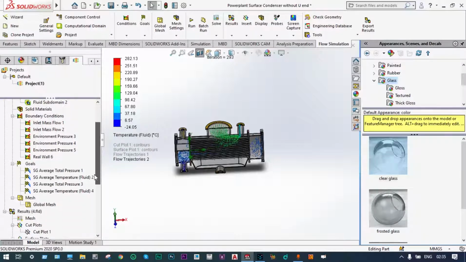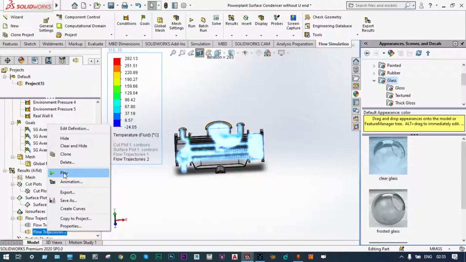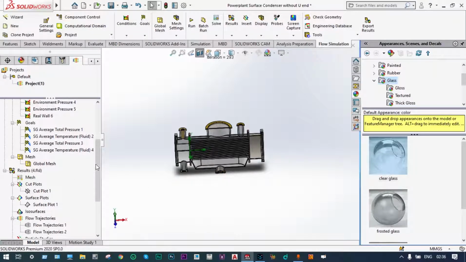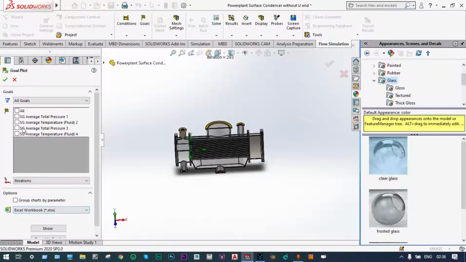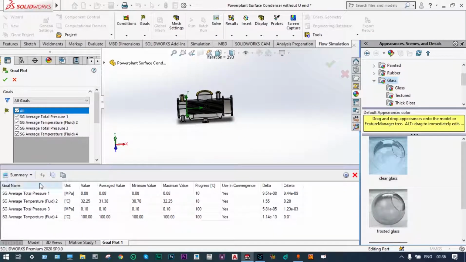Now finally we want to see our results from goal plots also. Before that, let us clear and hide this part. Flow trajectories, clear and hide. And finally, we want to see our goal plots. Insert goal plots, and we want to see all the 4 goals. Show. This one we have already seen, so we want to check these things in the form of graphs from history.